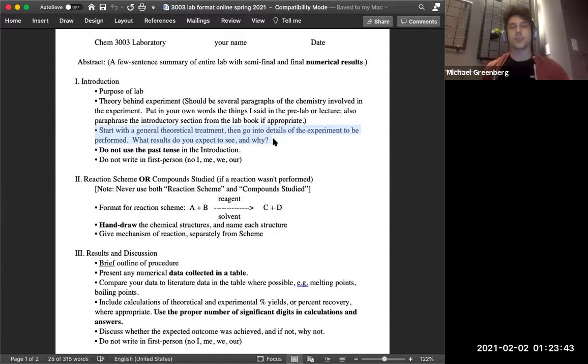You don't use past tense in the introduction because, once again, we're assuming that the introduction is written kind of like before you did the lab. And of course, as scientists, we do not use first person. No I, me, we, or our.